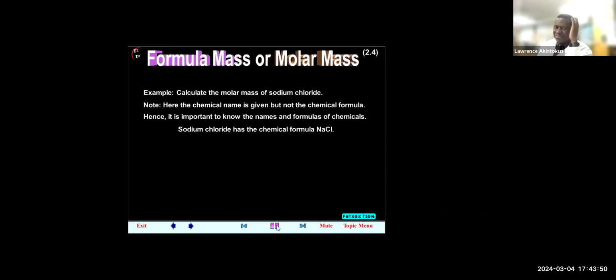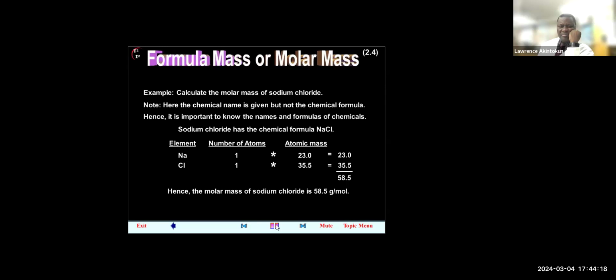Sodium chloride has the chemical formula NaCl. Element Na, number of atoms 1, atomic mass 23.0. Element Cl, number of atoms 1, atomic mass 35.5. Hence, the molar mass of sodium chloride is 58.5 grams per mole.